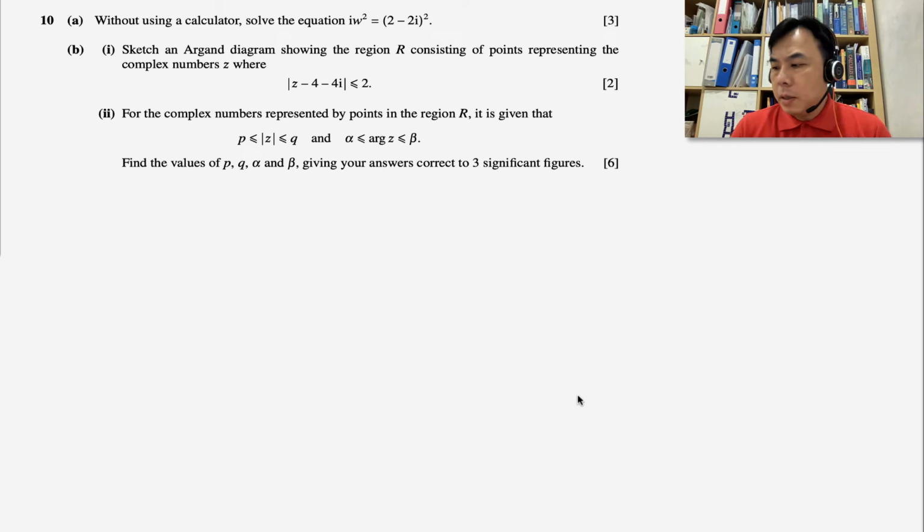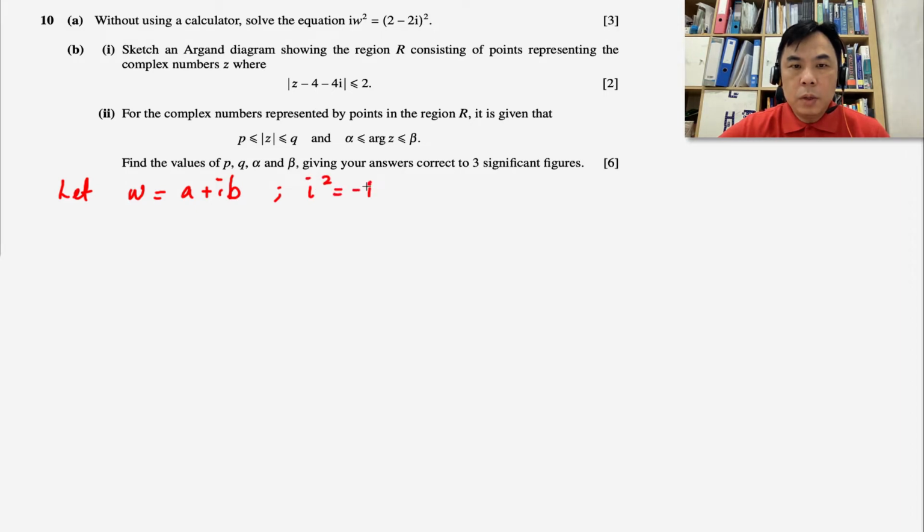Right, our next question is here. Without using a calculator, solve the equation here. That's the first part, and then we're going to solve the second part shortly. Now, how are we going to solve the first part? We can let w equal to a plus ib, where i squared is equal to -1. It's an imaginary number, and a and b are all real numbers.